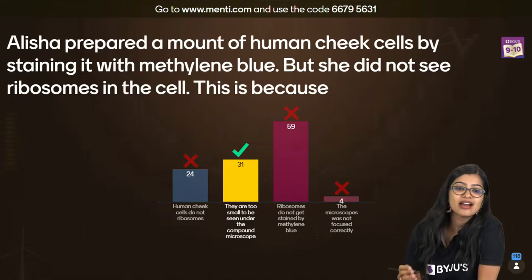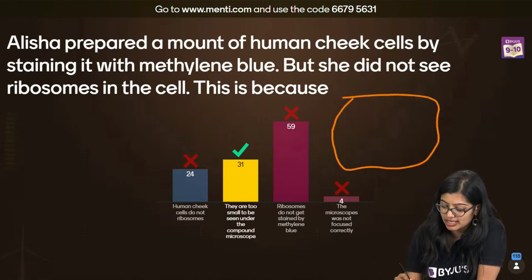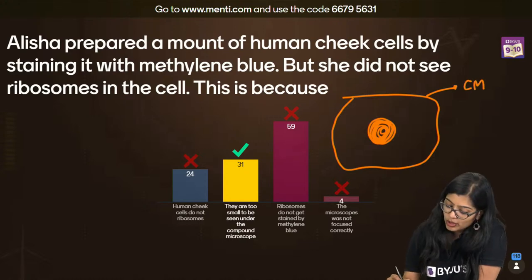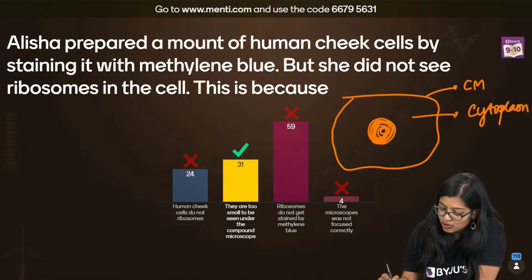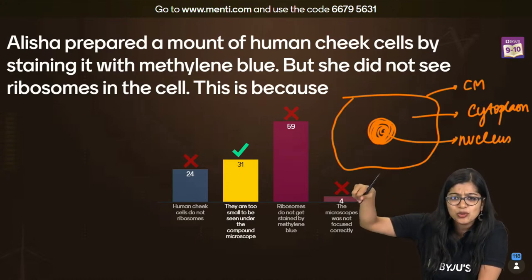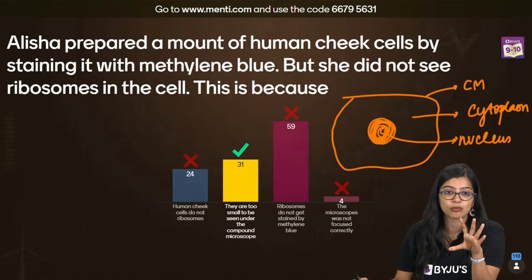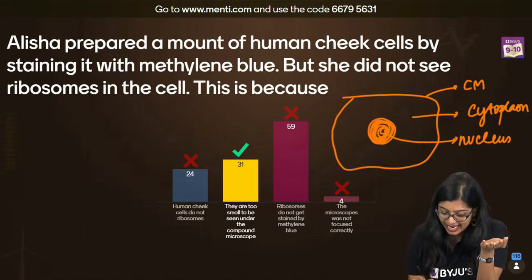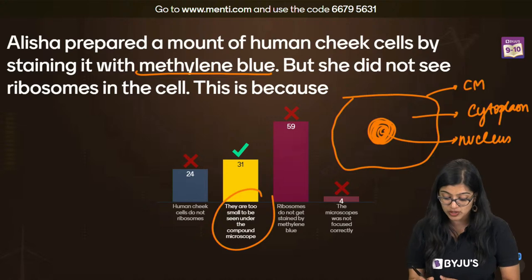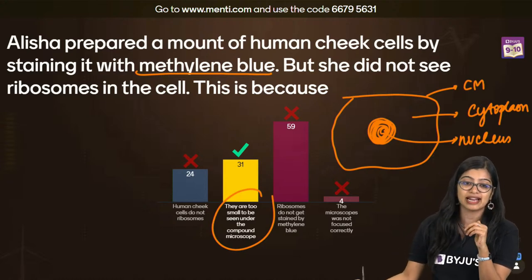So in this case, what are ribosomes? Ribosomes are extremely tiny structures. When you take a human cheek cell and observe it under the microscope, what structures can you see? You can see the cell membrane, maybe the cytoplasm, and you will be able to see the nucleus. But will you be able to see the granules in the cytoplasm, or mitochondria or anything else under a compound microscope? No, right? Size-wise, they're too small to be observed. So even though methylene blue is being used, the ribosome is very small and cannot be observed using a compound microscope, which is why the correct answer here is option B.